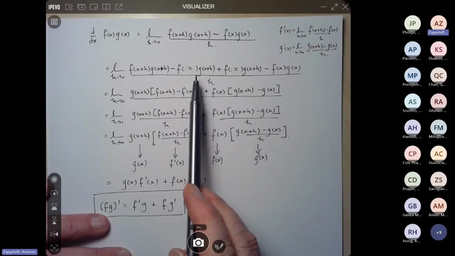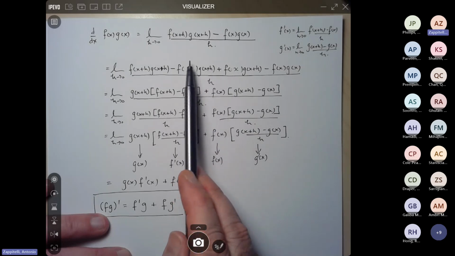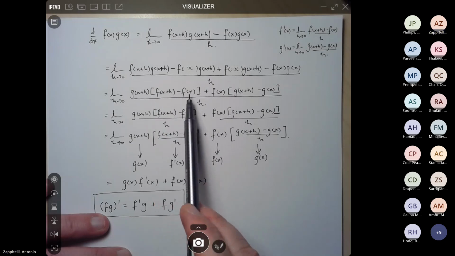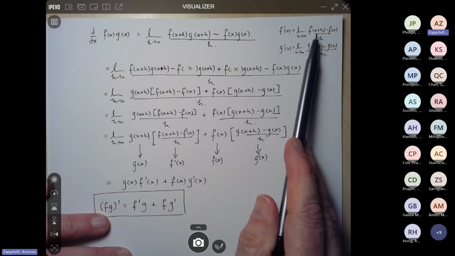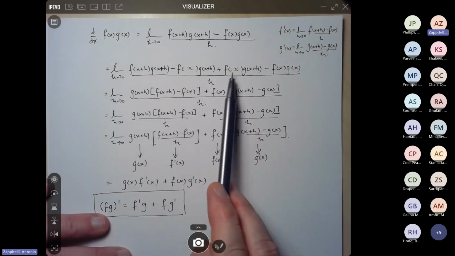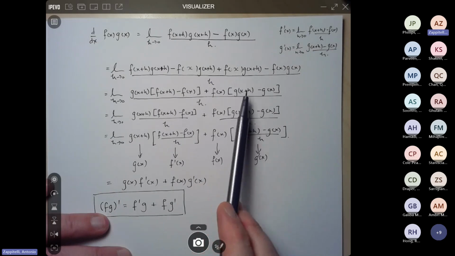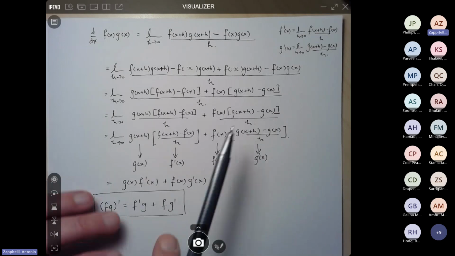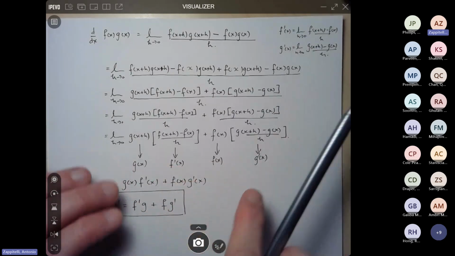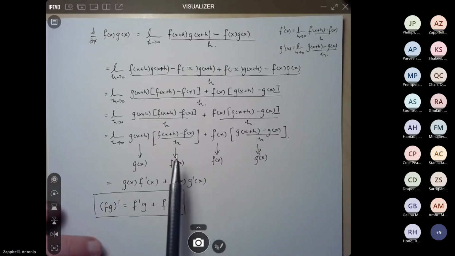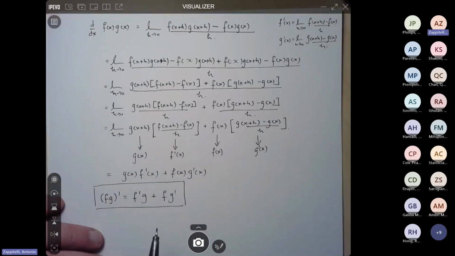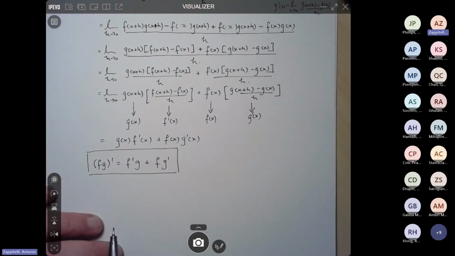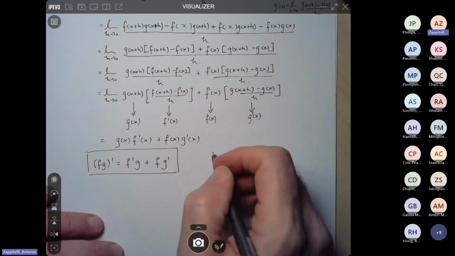And the thing that was clever that we did in the proof is we included this term that allowed us to eventually create something that looked like the derivative of f. And then by adding that same term, we were able to create an expression that was part of the derivative of g. And then by splitting up, using algebra very cleverly, we were able to come up with the rule.